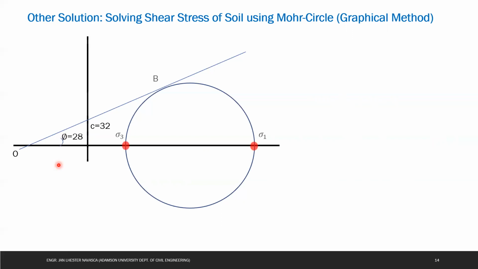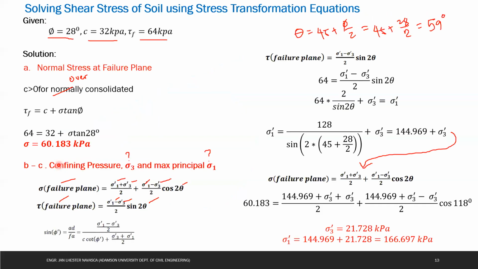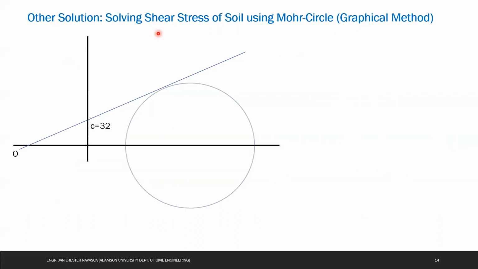Okay? Then establish all the points. So we have your phi, we have your sigma 3, we have your sigma 1. Okay? Then again, we have tau sub f at failure, which is 64 kPa. So substitute na lang yung lahat. So ito yung point of tangency natin, yung point B.